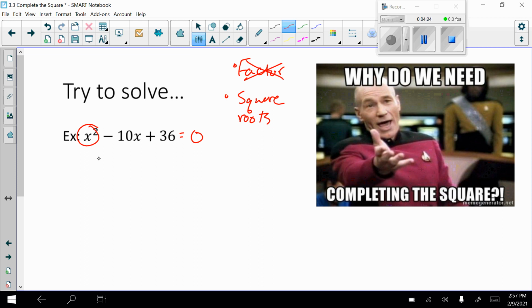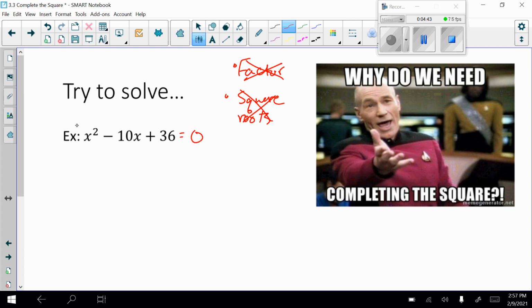Well, you've got an x squared, but you also have another x running around, and you have no way of combining those. So we can't solve by square roots either. That means none of the methods that we have so far work, so we have to use completing the square.